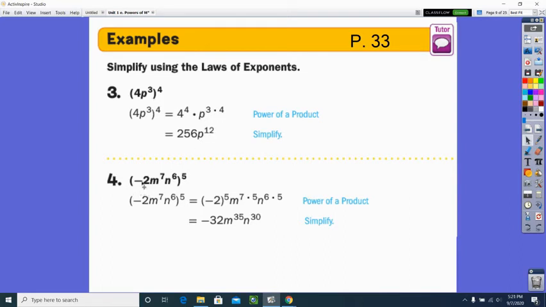Down here, the -2 is going to be raised to the 5th. See it right here? And remember, we keep the negative in the parentheses when we go in the calculator. The m to the 7th gets the 5th power, right? And the n to the 6th gets the 5th power. -2 to the 5th is -32. Multiply the 7 times 5 to get 35 for the exponent on the m. And multiply 6 times 5 and get n to the 30th.